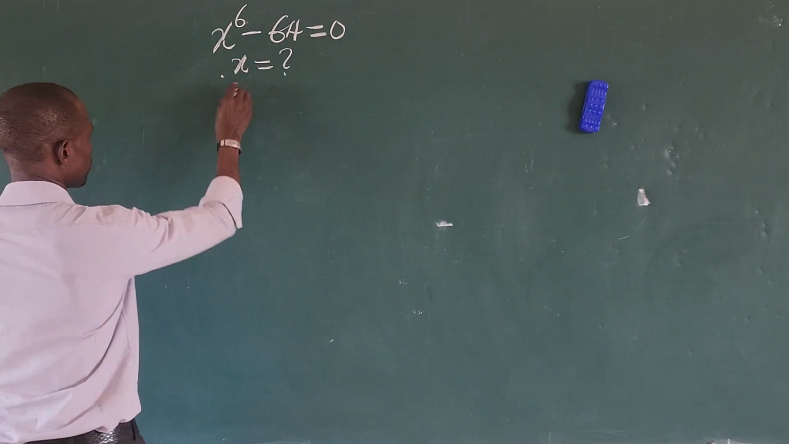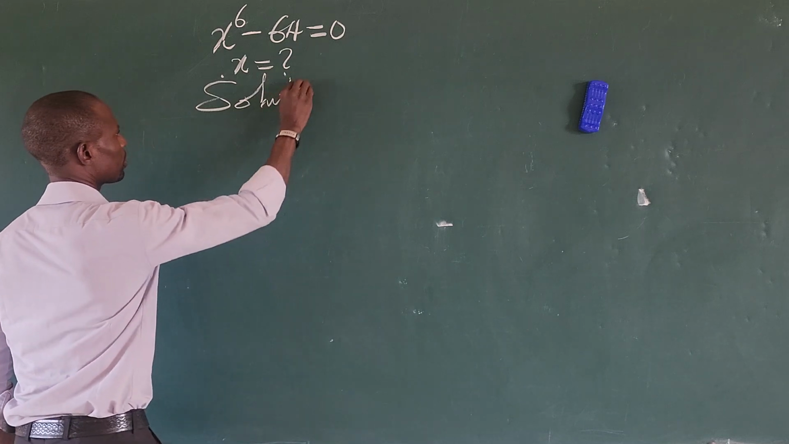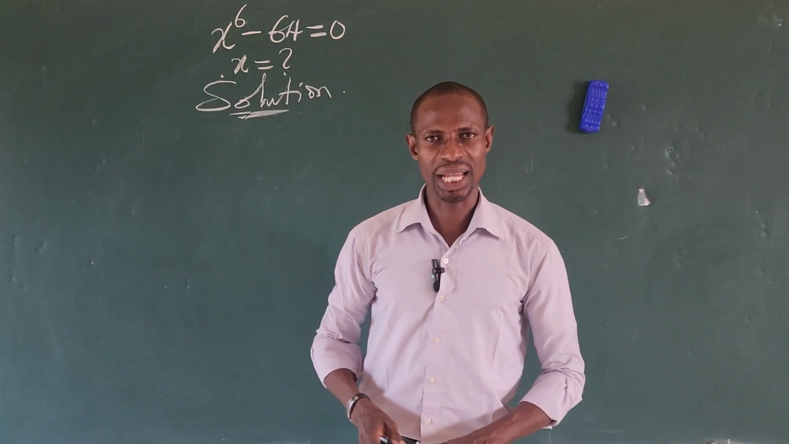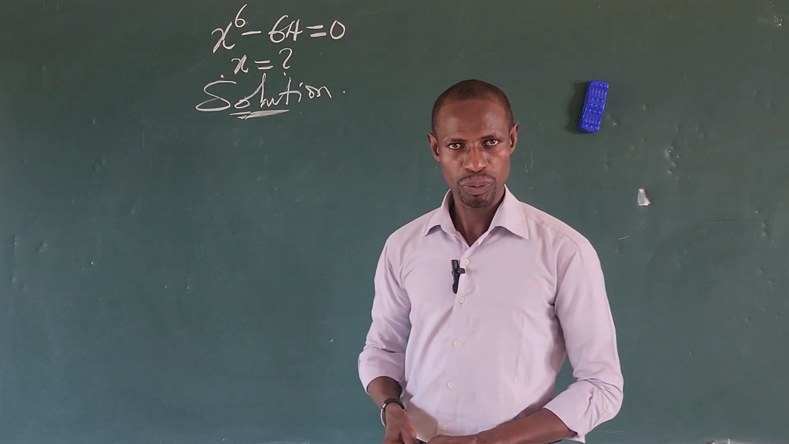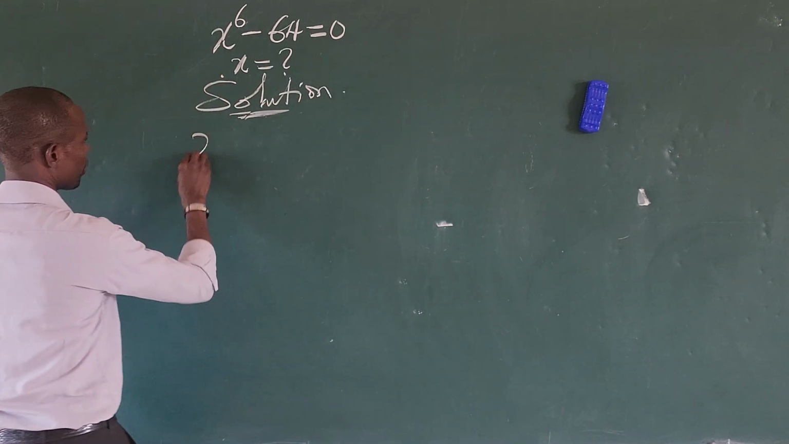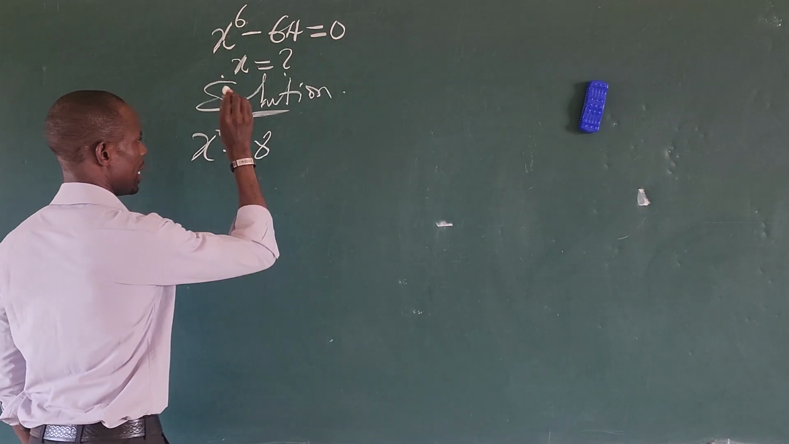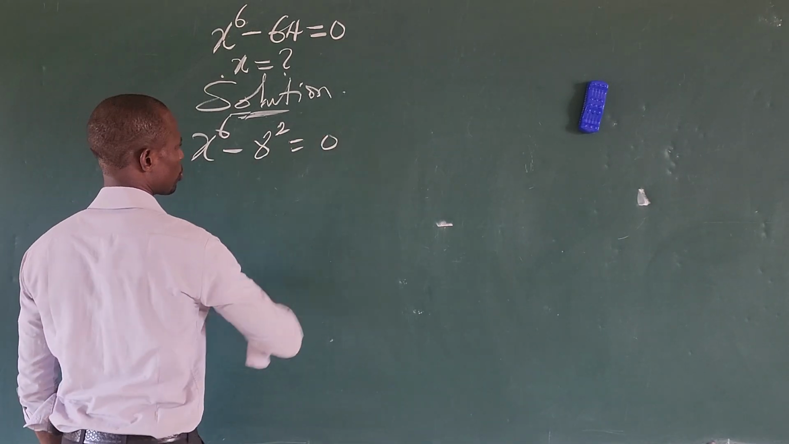So here we take our solution first thing. Our solution. All right. Now look at 64. 64 can be expressed as 8 to the power of 2. And so we can rewrite the original equation to give us x to the power of 6 minus 8 to the power of 2. This is equal to 0.